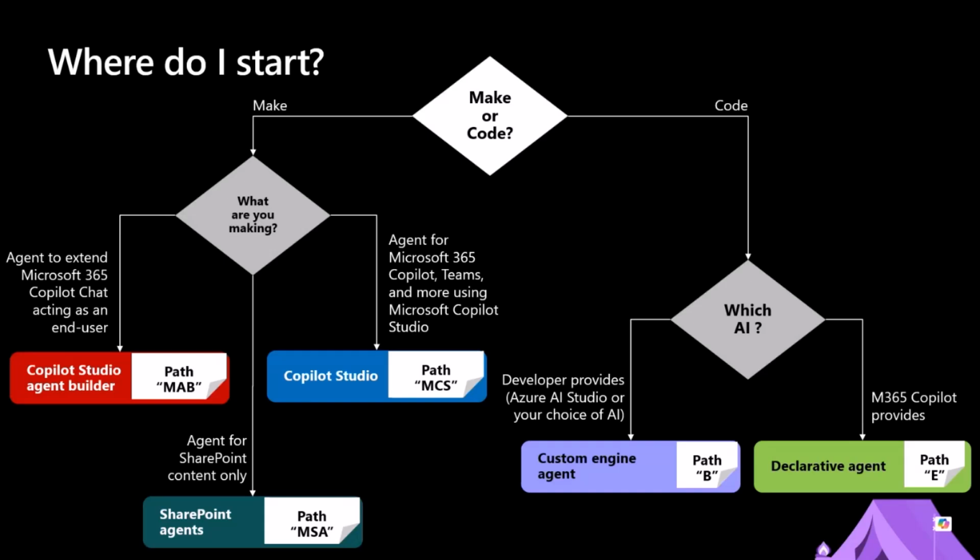Or if you want to rely on a fully custom foundational model and you want to have your own orchestrator, you will end up digging into the custom engine agent learning pathway, which is called B because it stands for build. Today we are in the E path, so we are going to extend Microsoft 365 Copilot.